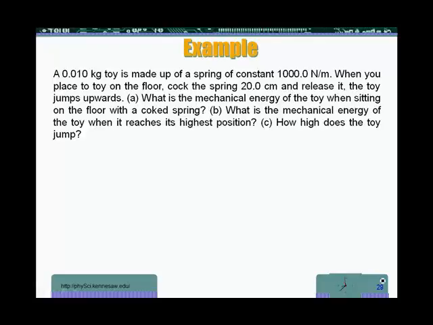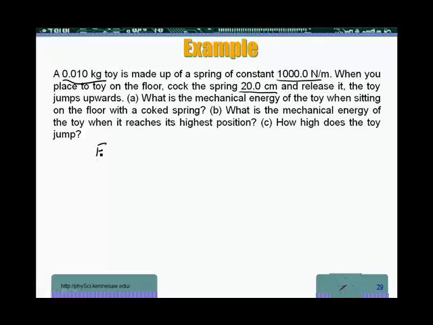Now, in this case, what do they give us? A 0.1 kilogram toy. And the spring that you are going to cock has a spring constant of 1,000 newtons per meter. When you push it down, you are going to cock it. We are going to compress the spring by 20 centimeters. Now the question is, what is the mechanical energy of the toy when sitting on the floor with a cocked spring? Okay, that's an interesting thing.